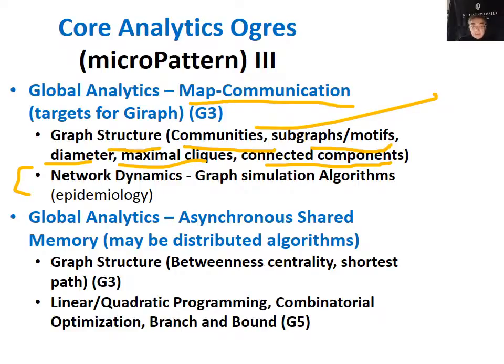Here we have some of the graph algorithms which were not so clear, that can be done well on distributed memory machines. More work is needed. I put here linear and quadratic programming, branch and bound, and things like that. And we have graph structure problems here, which are not so different from those here, but they're ones where we don't know great distributed memory algorithms yet.